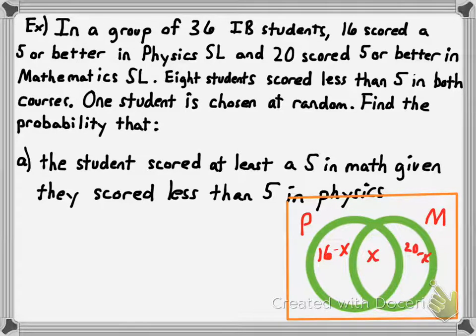And we know that this is going to be 20 minus X because there are 20 students that scored 5 or better in math, and the ones that only scored 5 or better in math but not physics would have belonged right there, right? And we also know that 8 students did not score a 5 or better in either one of them. So, out of 36 students, 8 of them didn't score a 5 or better in either class. That means the sum of all the numbers here is 28.